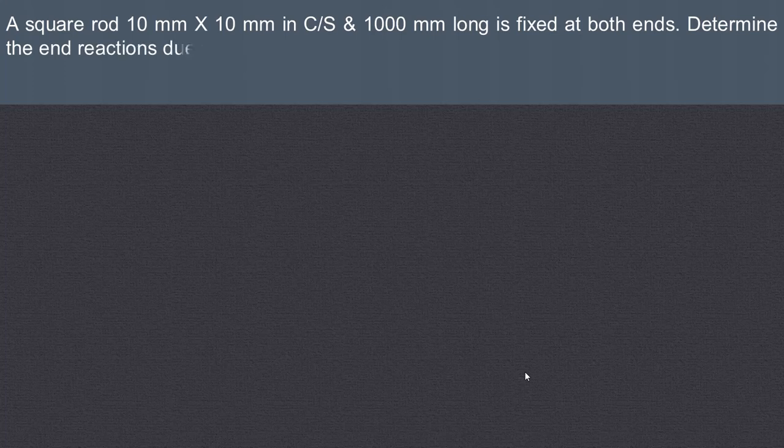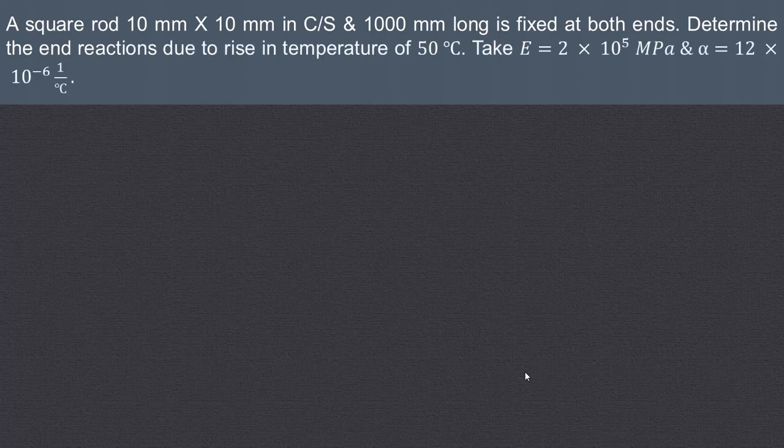Now suppose we are having a square rod of 10 mm into 10 mm in cross section and 1000 mm long and it is fixed at both the ends, and we have to find out what will be the end reactions. Now as it is fixed at the ends and the bar tries to expand, the fixed end will offer a reaction to that particular expansion. The rise in temperature is 50 degrees centigrade and E is 2 into 10 raised to 5 MPa and coefficient of linear expansion, that is the property of the material, and that is alpha, and it is equal to 12 into 10 raised to minus 6 per degree centigrade.